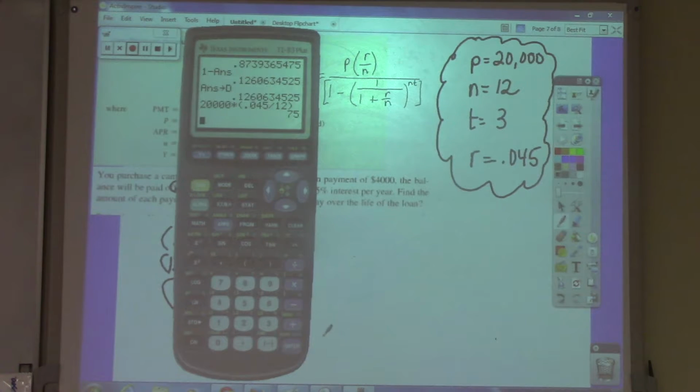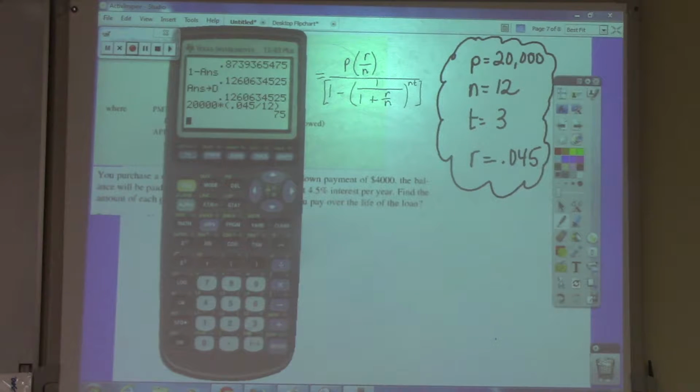And that's my numerator. And I'm going to divide that numerator by my denominator. And I get 594.94. That's your monthly payment. Now you take 594.94 and multiply by 36 payments.